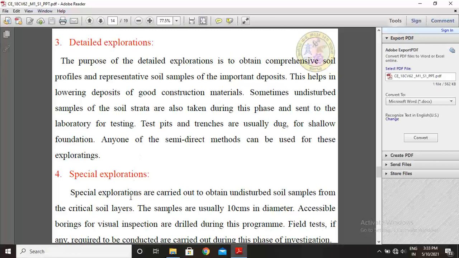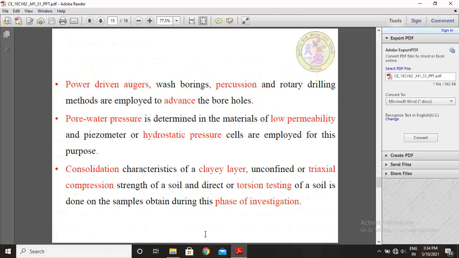Let us see special explorations. Special explorations are carried out to obtain undisturbed soil samples from the critical soil layers. The samples are usually 10 cm in diameter. Accessible borings for visual inspection are drilled during this program. Field tests, if any are required, are carried out during this phase of investigations.